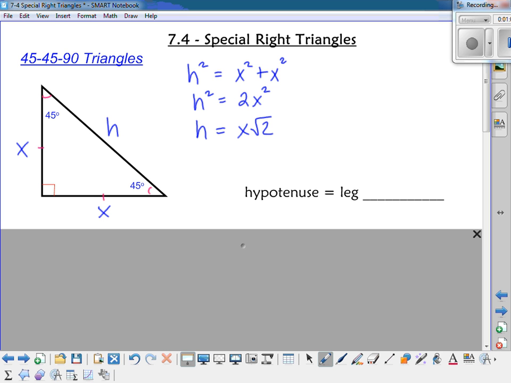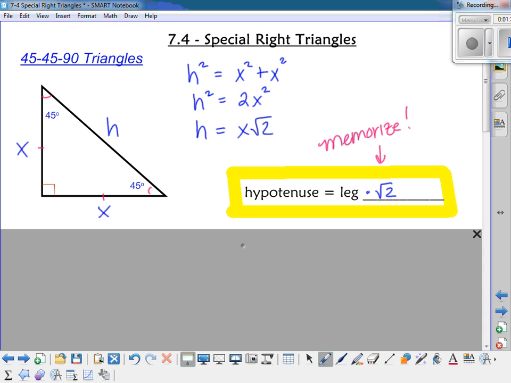We can take the square root of x squared, that's x, but the 2 isn't a perfect square, so it stays under the radical. So it turns out the hypotenuse for any 45, 45, 90 triangle is always going to be the leg times the square root of 2. You're going to want to memorize this because we will use it a lot. So memorize that equation. If you need to make yourself flashcards, do whatever you have to do to memorize it. Alrighty, so let's look at some examples that use this.